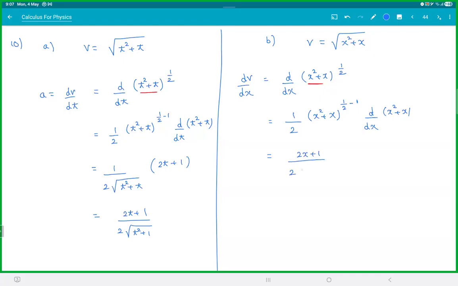2x plus 1 by 2 into x square. Yeah, you get the same thing here, x square plus x. But remember, this is not the answer. This is just dv by dx. The acceleration was v into dv by dx. So we need to multiply that again. So root over x square plus x into 2x plus 1 by 2 into root over x square plus x. Yeah, so this and this will get cancelled out and you end up with 2x plus 1 by 2. Please check your answers.